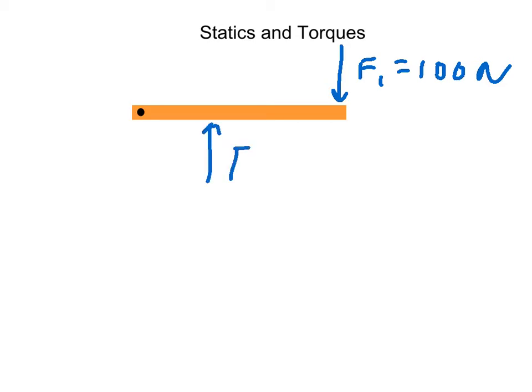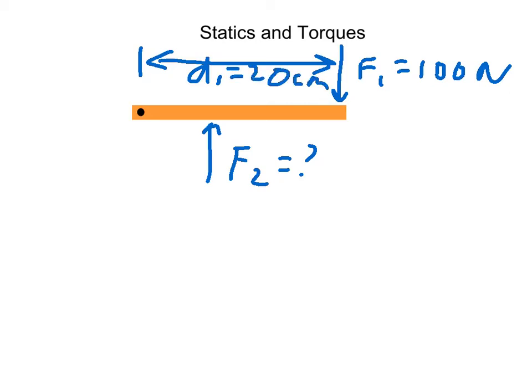I want to be a little bit more interesting. Let's define another force F2, which is what we want to work out. And we've got to assign distances, obviously, otherwise we can't work anything out. So let's call distance 1 20 centimeters, and distance 2, let's make it 8 centimeters. So the question is, what force is required at 8 centimeters to keep this object from rotating, given that this force is applied for 100 newtons at 20 centimeters?